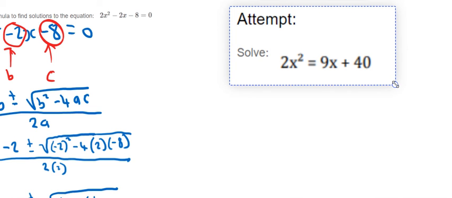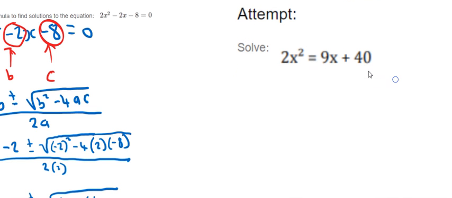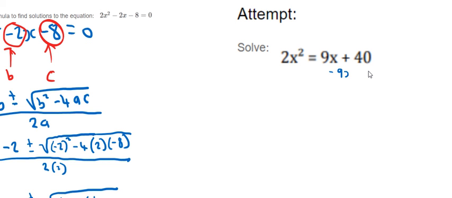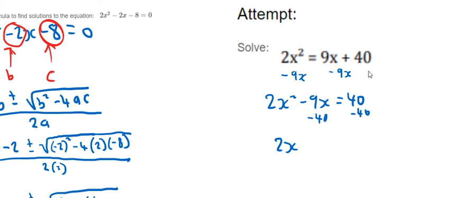So here's another one then. Now if you want to attempt this in a second you can, but I just want to point out first of all, actually the way this question is set up, everything isn't equal to 0 at the start here, so you actually need to manipulate this around. So I'll just do that for you. So we're going to get 2x squared minus 9x equals 40, and then I can go ahead and further subtract 40, and now I get 2x squared minus 9x minus 40 equals 0.